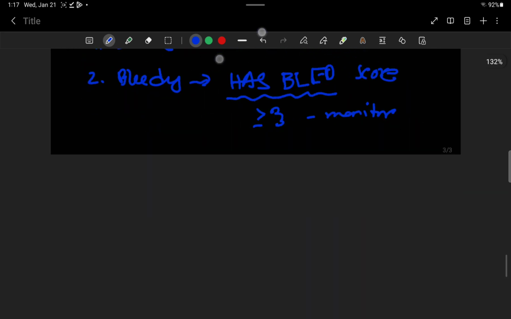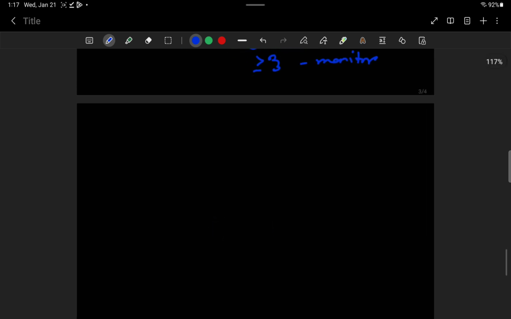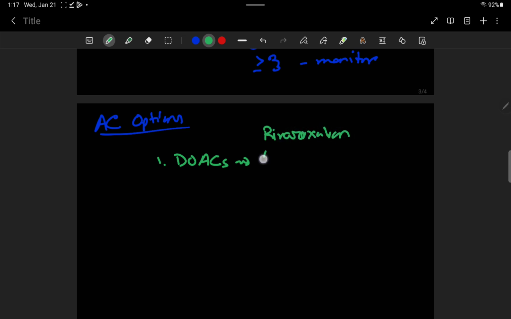Now for the next part of our treatment, we'll talk about the anticoagulant options. So what are your anticoagulant options? One is the DOACs. These are good options. First choice: rivaroxaban, apixaban. These are the drug options. Edoxaban, dabigatran.